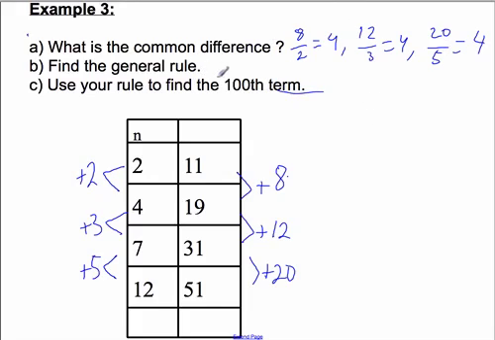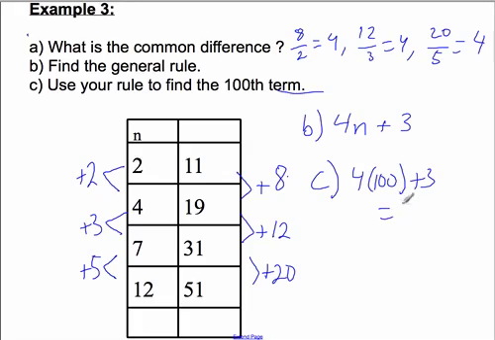And to find our general rule, well, 4 is our common difference, so it's going to be 4n, and plus or minus something here. So if we do 4 times 2, we get 8. We need to add on another 3 to get 11. So it looks like it's 4n plus 3. We can check with the value here. So 4 times 12 is 48, plus 3 is 51, so it looks like it works. Okay, so that's our general rule. And to find the 100th term, we do 4 times 100 plus 3, which is 403.